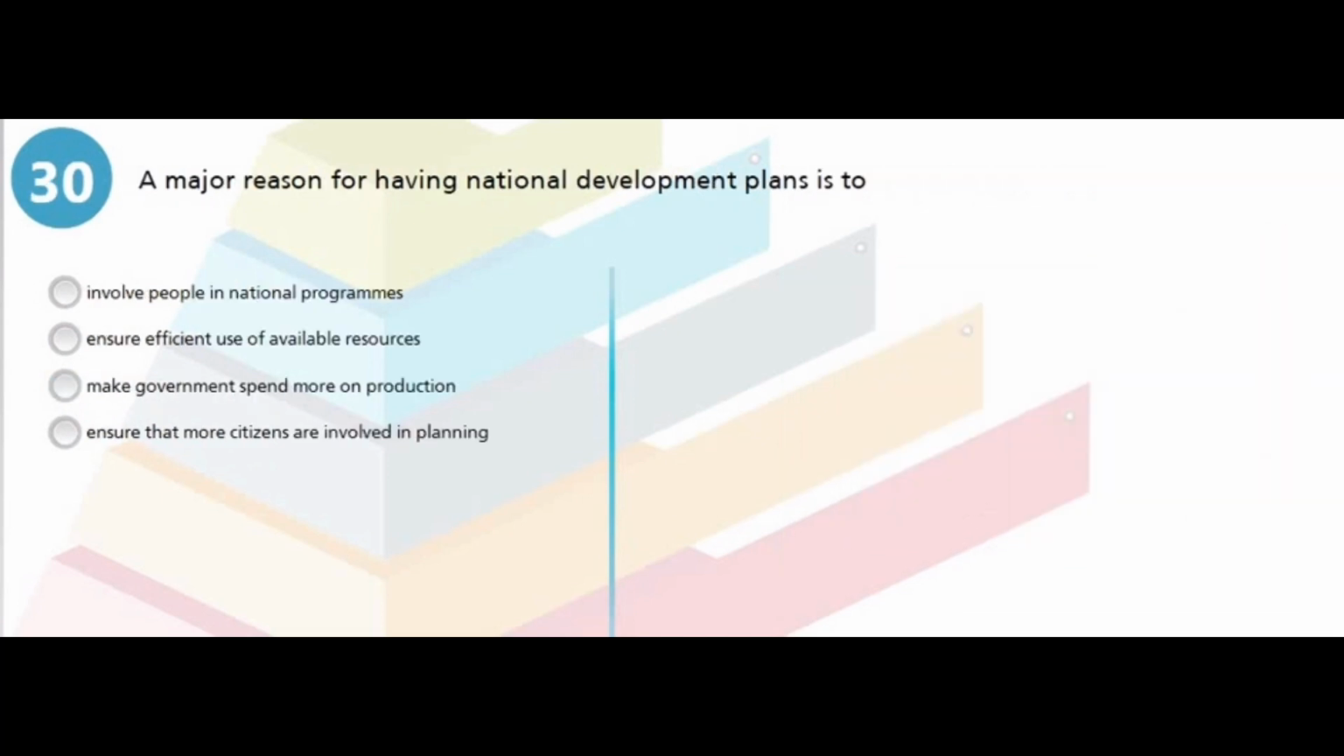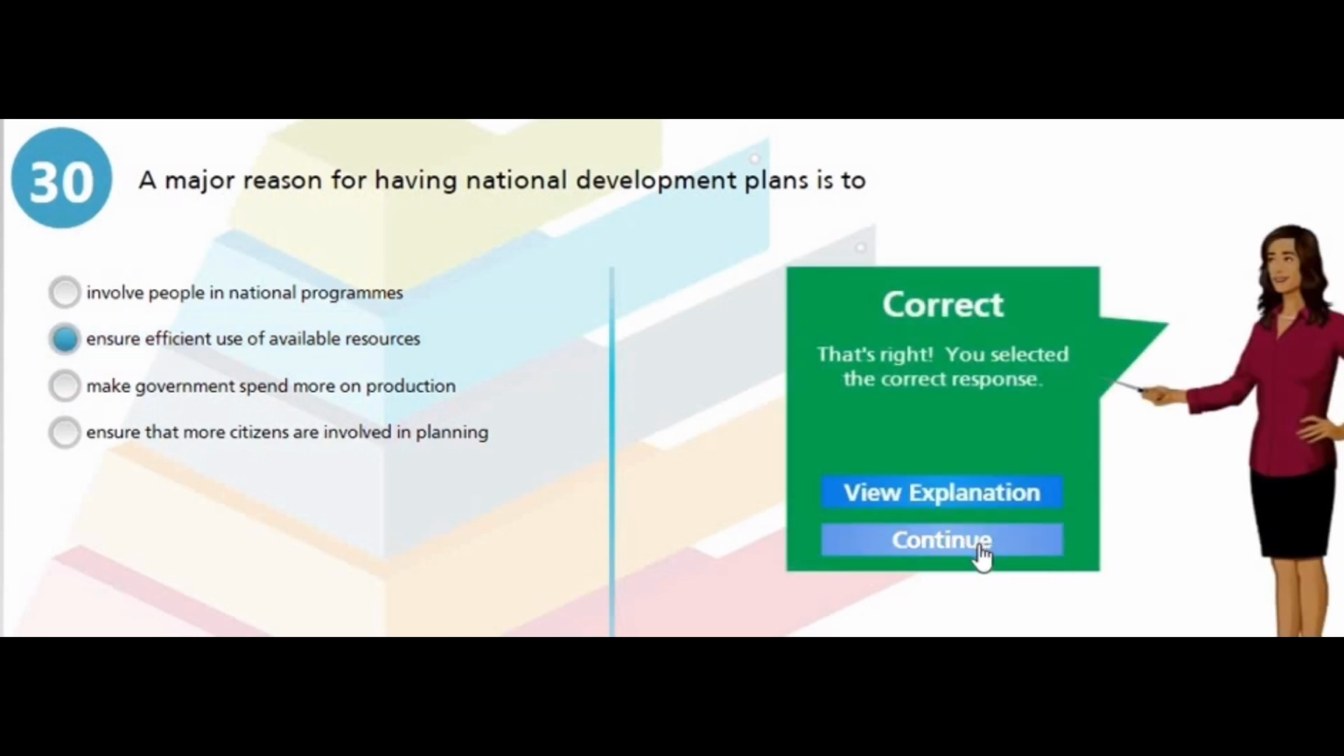Question 30. A major reason for having national development plans is to A, involve people in national programs, B, ensure efficient use of available resources, C, make government spend more on production, D, ensure that more citizens are involved in planning. The answer is to ensure efficient use of available resources. So I'm going to pick B as my answer.